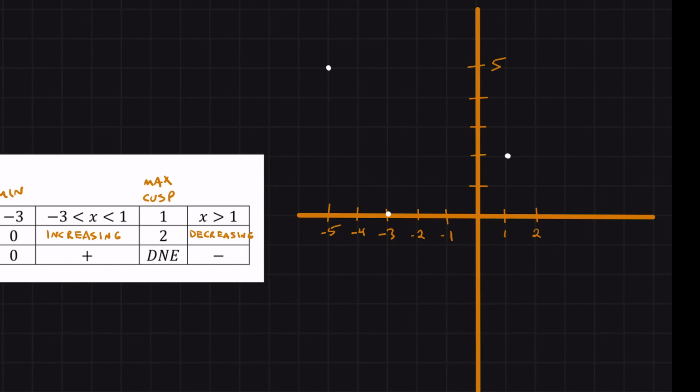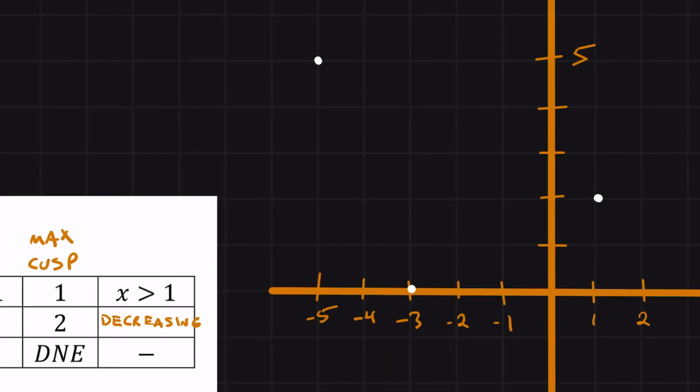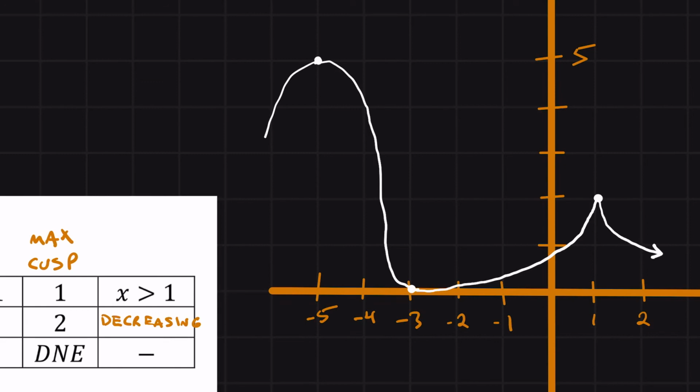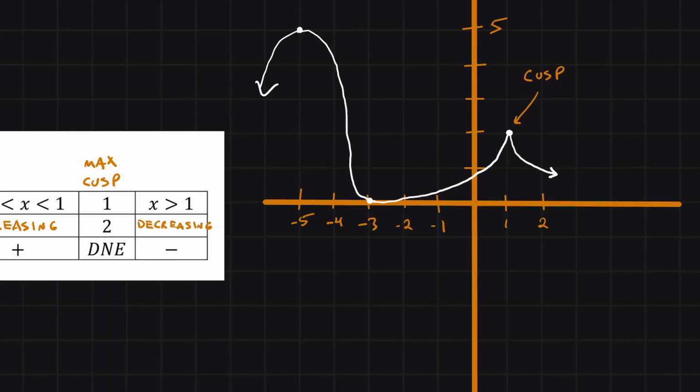We don't have any information about concavity, so as we're drawing this, we don't have to worry about whether it's concave up or concave down. At -5, we have a max, so I'll just make it increase to the left of -5 and decrease to the right of -5. At -3, we have a min. And over here at 1, we have a cusp or a corner. So I'm going to make sure I'm coming up sharply at that point, and then I'll come back down sharply when I leave it. And that is a possible graph for f.